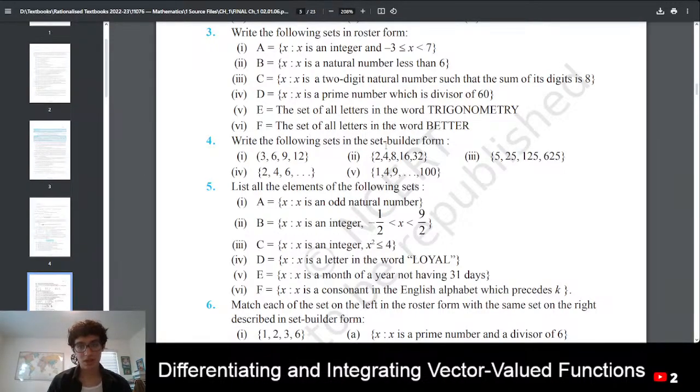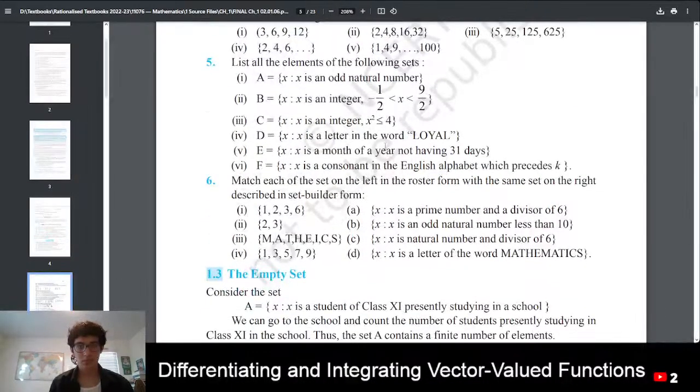Write the following sets in the set builder form. So just find the pattern and then write it. Like this would be 5 to the n, where n belongs to natural numbers and n goes from 1 to 4, right? That's it. Same thing here. These are squares. So you just say it's x equals n squared, where n belongs to the natural numbers from 1 through 10, right? Something like that.